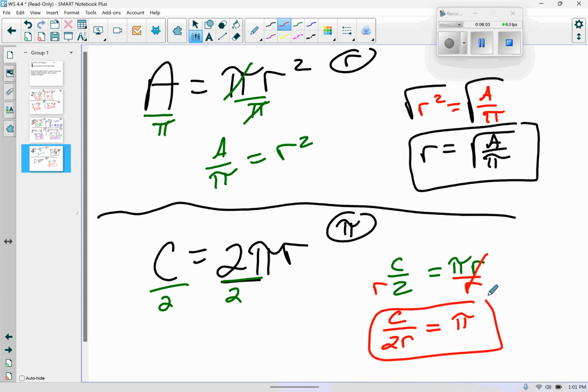Some of the problems on the worksheet, they want you to solve for a particular letter, but then they want you to plug some numbers in and to figure out the rest.